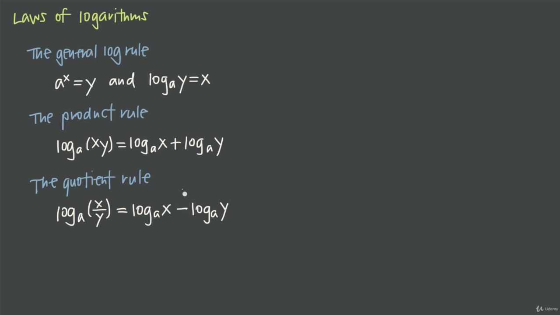And same thing as with the product rule. Even if we have this expression on the right-hand side, we can use the quotient rule to condense that expression down into the left-hand side of this quotient rule formula. So if we wanted to look at an example of this, let's say we're given log base 2 of 4 minus log base 2 of 2. And we're asked to write this as one logarithm and then find a single real number value for the expression.